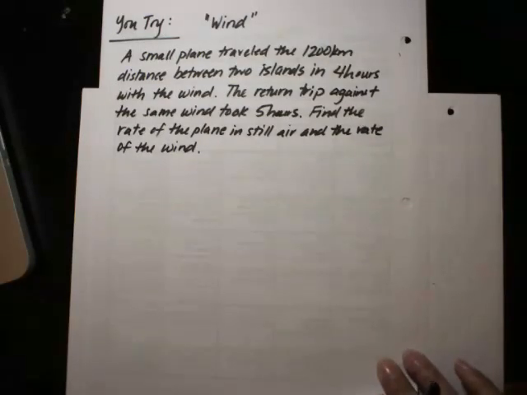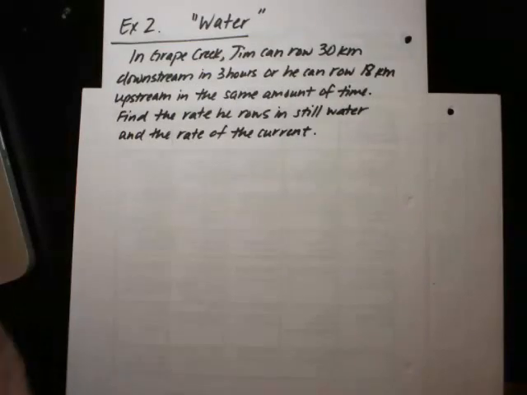And now I want to move on to an example of a water problem. In this example, you're at Grape Creek, and here's Jim who can row 30 kilometers downstream in 3 hours, or he can row 18 kilometers upstream in the same amount of time. Find the rate he rows in still water and the rate of the current.